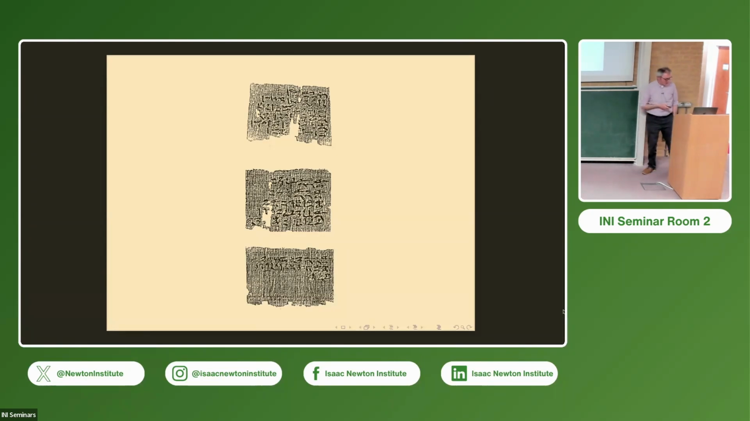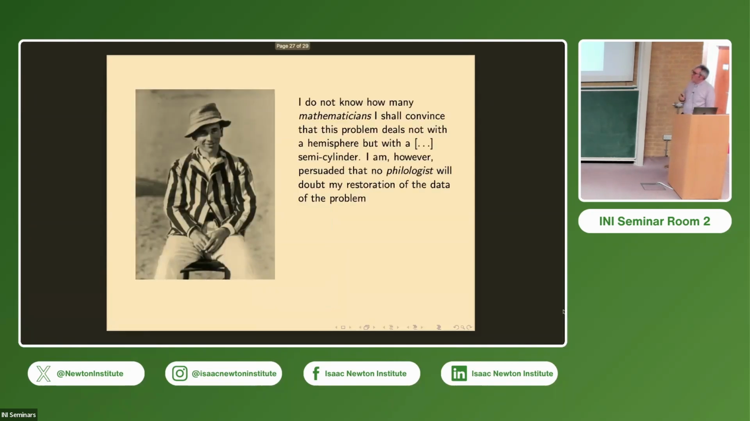Peet is somebody who argues the other way, and makes the point, of course, that we can never actually be certain at all, because the papyrus is just too damaged at the crucial points. So we can never know. So he gives this very careful argument based on language as to why it should be the curved area of a half cylinder, and notes that I do not know how many mathematicians I shall convince of this, but I'm persuaded that no philologist will doubt my restoration of the data of the problem.